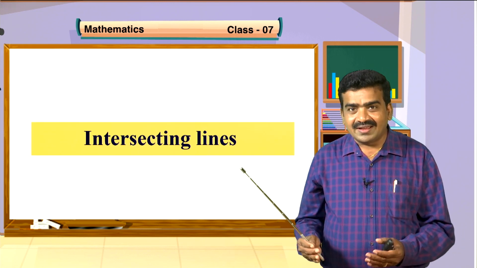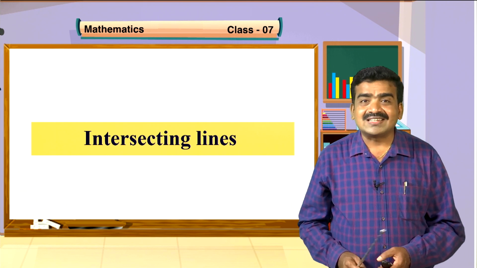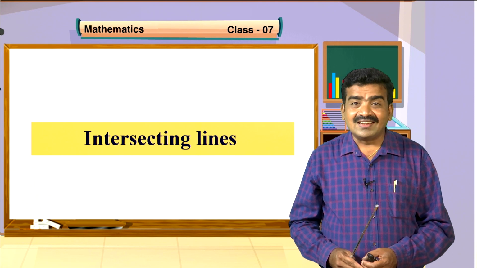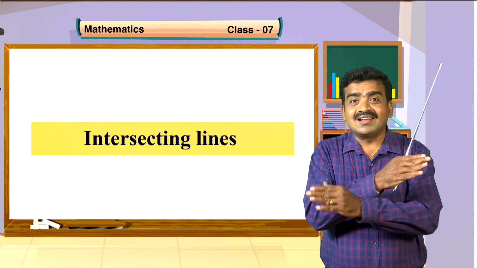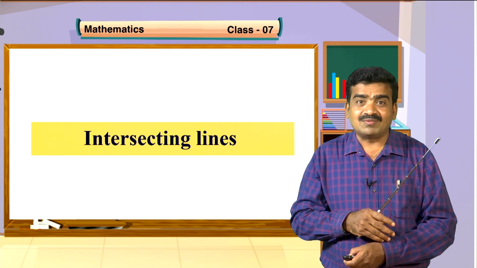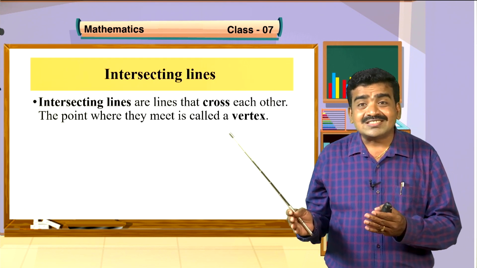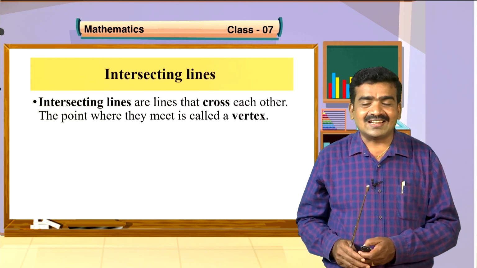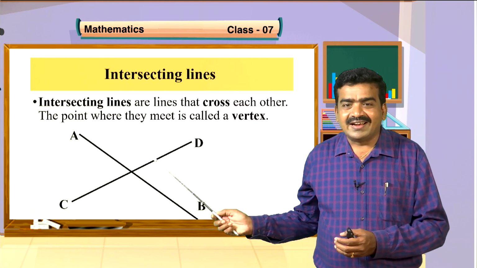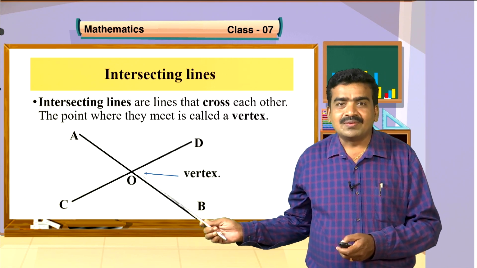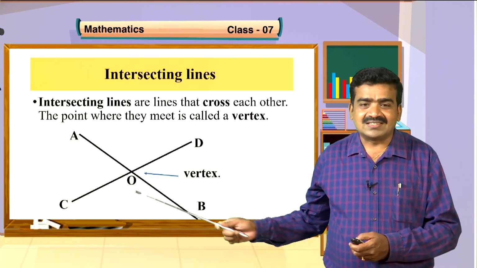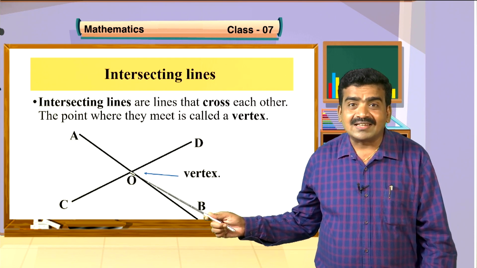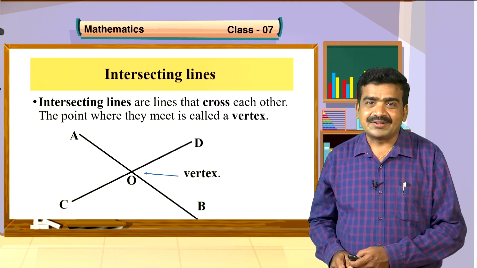Now, today you are going to learn about intersecting lines. What do you mean by intersecting lines? Intersecting lines are nothing but cross lines. If two lines cross each other, then the two lines are called intersecting lines, and your intersecting lines will also have a common vertex, that is denoted by O, and this point is called the vertex for the intersecting lines.